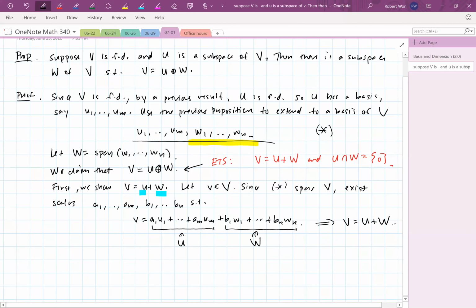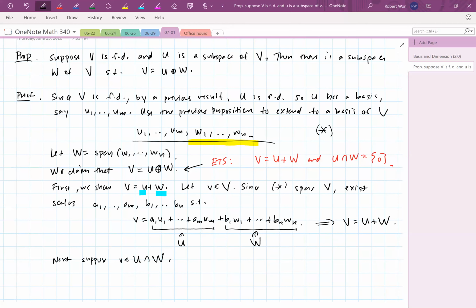Now I want to show that it's direct. That means that I need to show that the intersection of these two subspaces is zero. So next, suppose v is in the intersection of U and W. I want to show that v is the zero vector. If I've done that, then I've shown that it's a direct sum. Well, if v is in the intersection of U and W, it means that you can write it as an element of U and you can write it as an element of W.